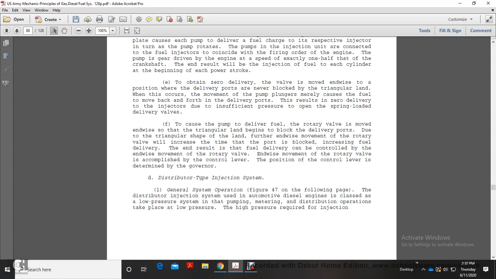Further endwise movement of the rotary valve will increase the time the port is blocked. This will increase the fuel delivery. The end result is that the fuel delivery can be controlled by endwise movement of the rotary valve.